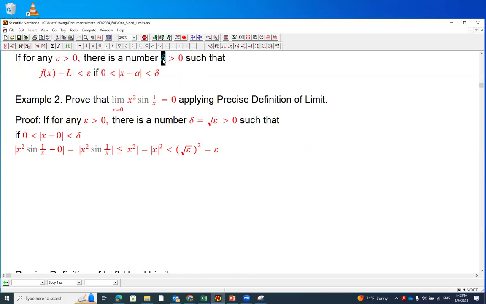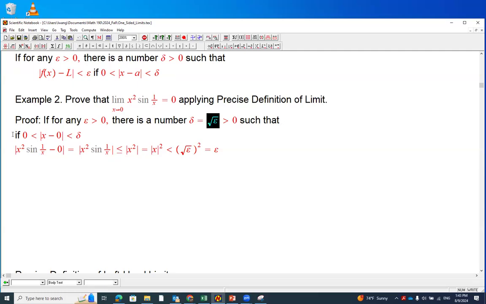Of course, you need to identify what's delta in this proof. And I did some sketch paper work, which I'm not showing you. I just want to show the work to get my full credit. So for any epsilon greater than 0, I have the same sentence, and there exists a number delta. So I need to tell the reader I found the delta. You've given me an epsilon greater than 0, my delta is going to be the square root of it.